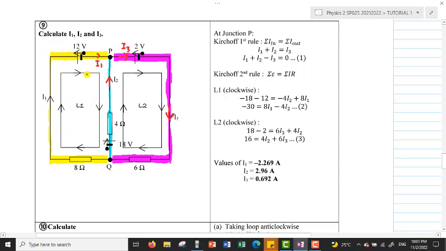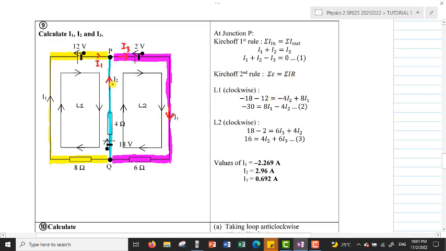We travel loop 1 in clockwise direction. Comparing the direction of the battery with the loop, the direction of the 18 volt EMF is opposite to loop 1, so we have negative 18. The same goes for the 12 volt EMF: its direction is opposite to the loop, so we have negative 12, equal to the product of current and resistance.